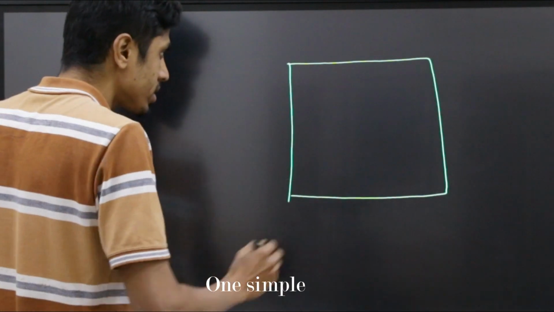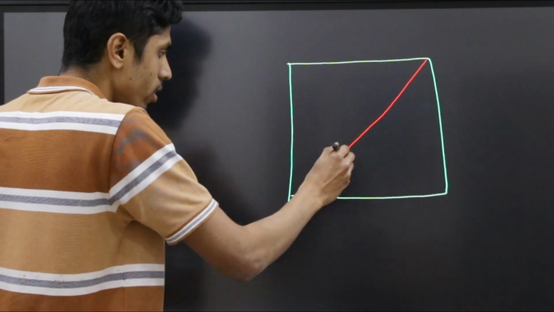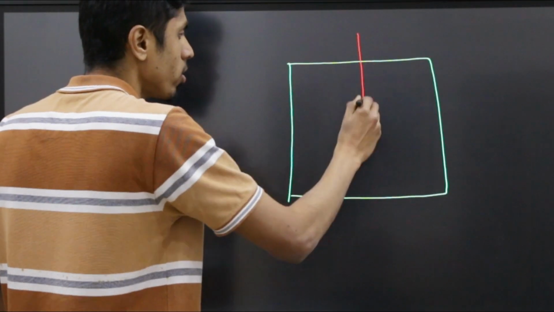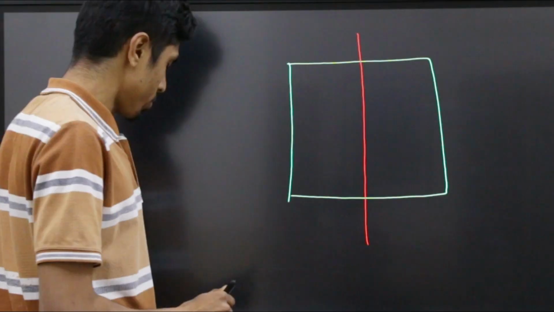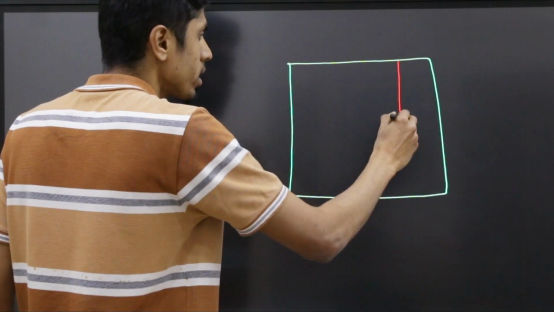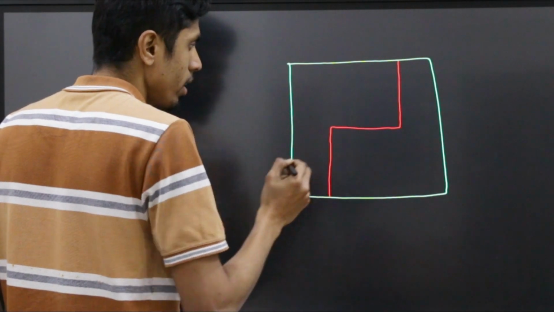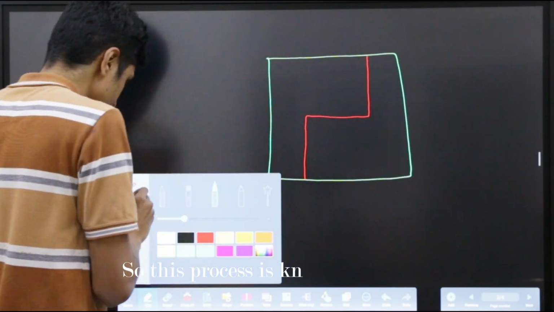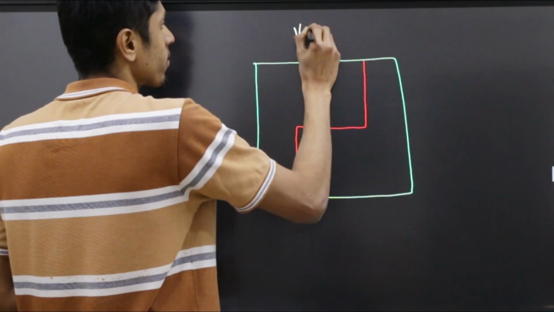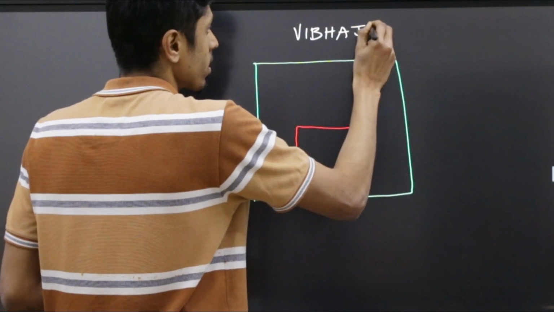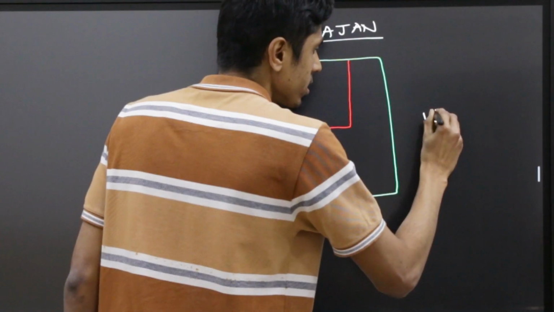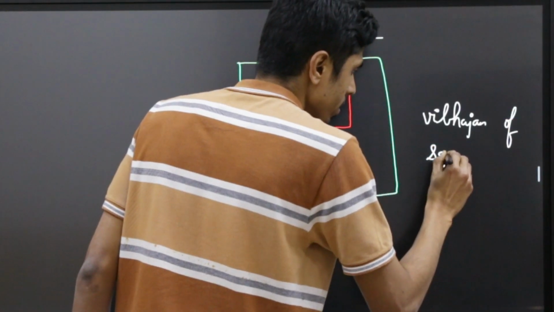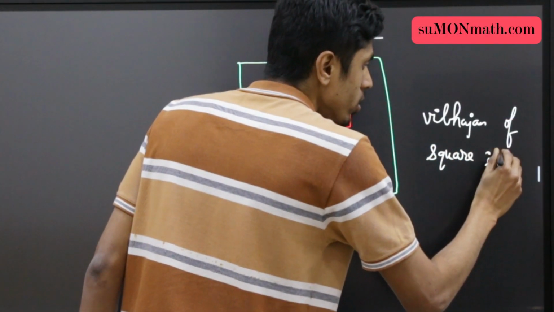How do you do that? One simple idea: cut it along the diagonal. Then it will be two congruent pieces. Or you can cut it along the midline, joining the midpoints. You may cut it this way. And you can see there are two congruent pieces generated. So this process is known as Vibhajan. This is Vibhajan of a square into two congruent pieces.